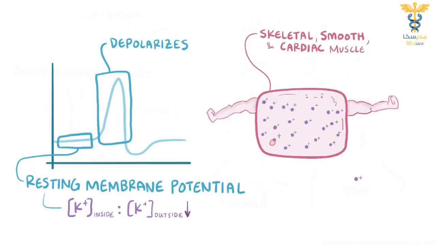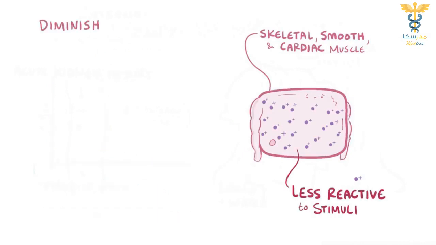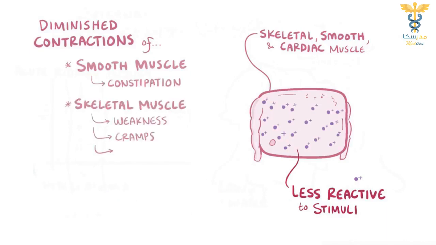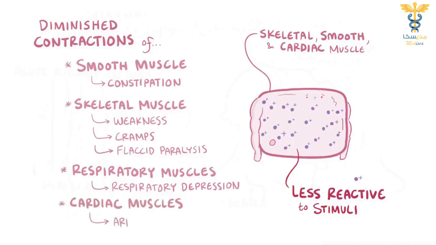So with low potassium in the blood, the membrane potential can hyperpolarize, or become more negative. This means that the muscle cells become less reactive to stimuli. Diminished contractions of smooth muscle can lead to constipation. Diminished skeletal muscle contractions can lead to muscle weakness, cramps, and flaccid paralysis, which tends to start in the lower extremities and ascend upward. Respiratory muscles can also be affected, which leads to respiratory depression. Finally, hypokalemia can affect cardiac muscle contractions, which can lead to cardiac arrhythmias as well as cardiac arrest.